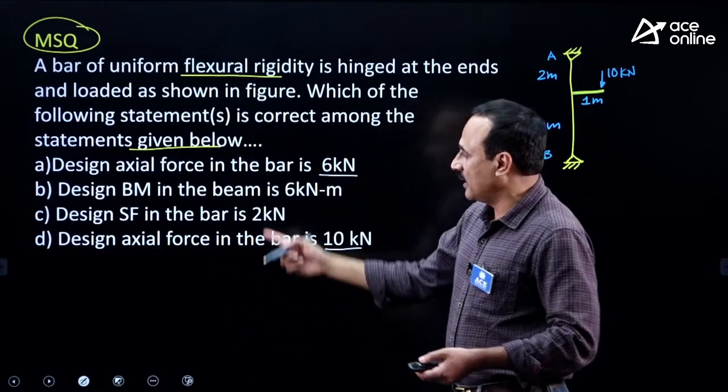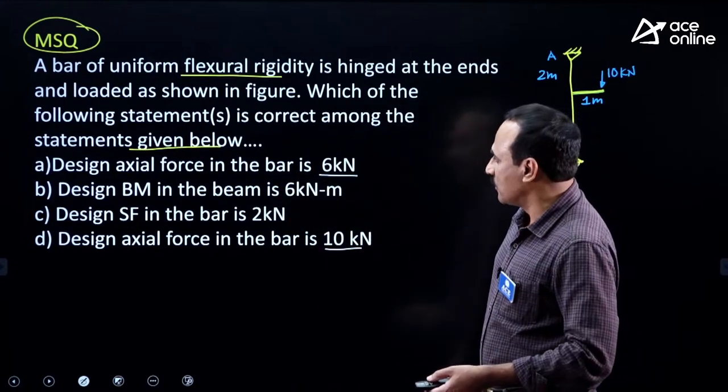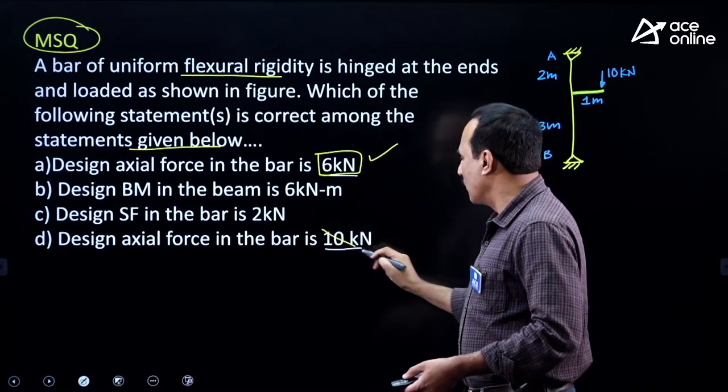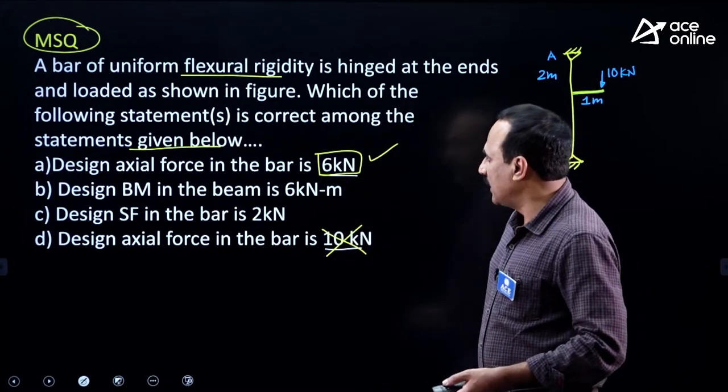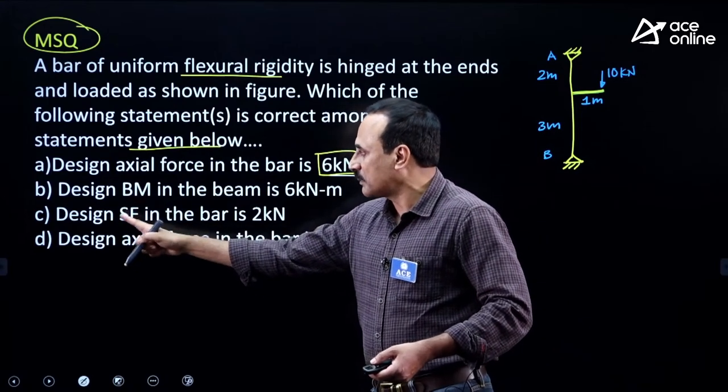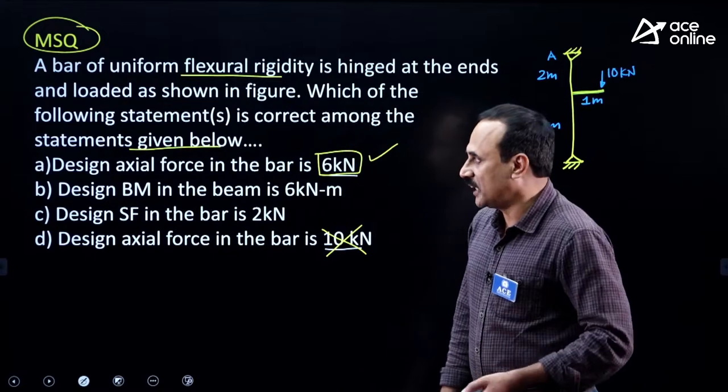I think we can have one correct option. So design axial force is 6 kilonewton. This is correct. Option D is wrong. Option A is correct. Option B says design bending moment. Option C is talking about design shear force.